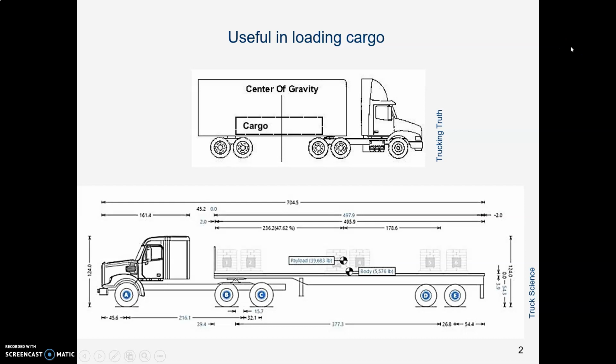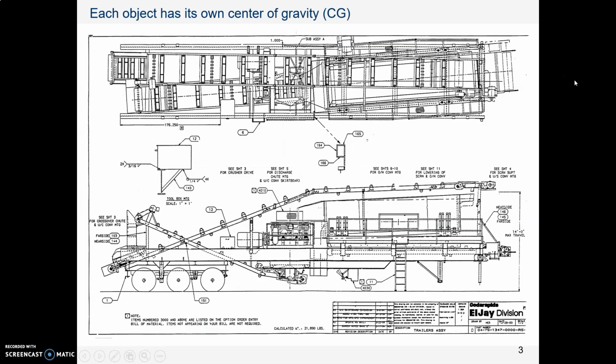Center of gravity is useful in things like loading cargo into a trailer. So if you know where the center of gravity of the trailer is, you would do well to put the center of gravity of the cargo there too, wouldn't you? Each object has its own center of gravity, and you can put those onto a bigger object.